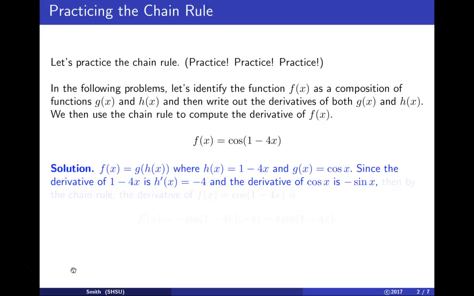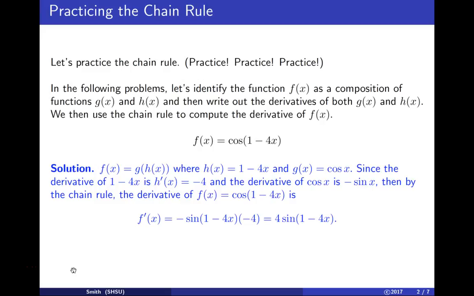Derivative of cosine is minus sine. So by the chain rule, the derivative of the cosine of this 1 minus 4x is negative sine of this 1 minus 4x times the derivative of that inside part. The derivative of 1 minus 4x is minus 4. So there's my answer. The minus signs cancel out, and I get 4 sine of 1 minus 4x.